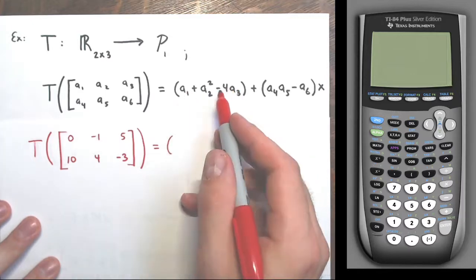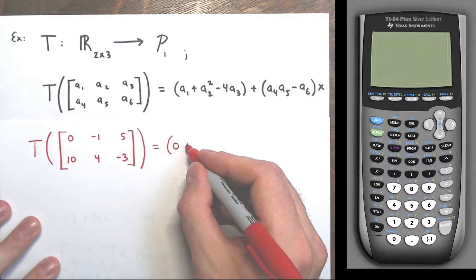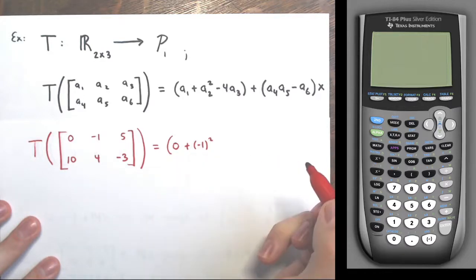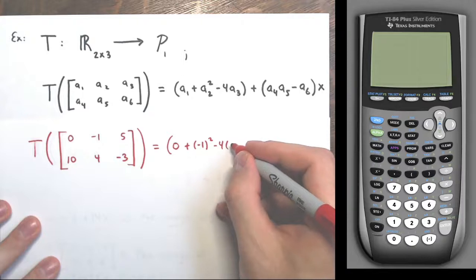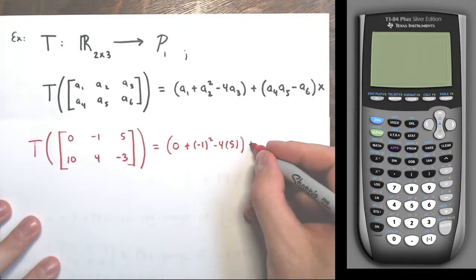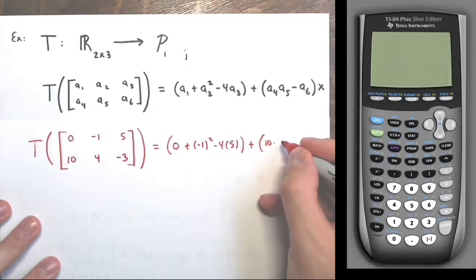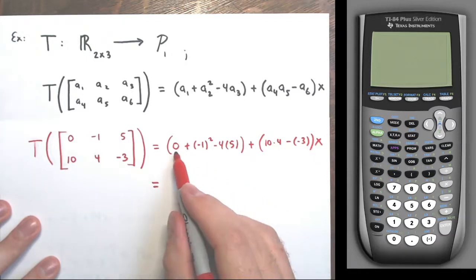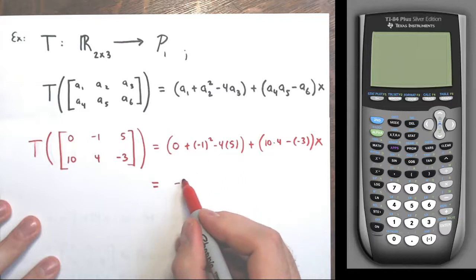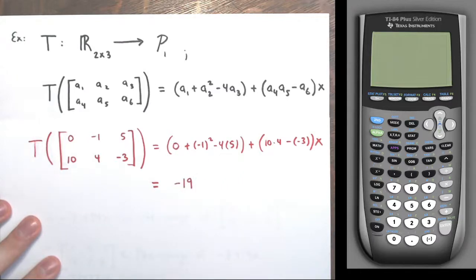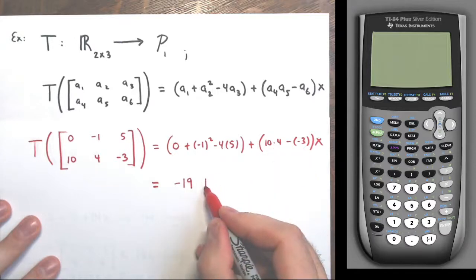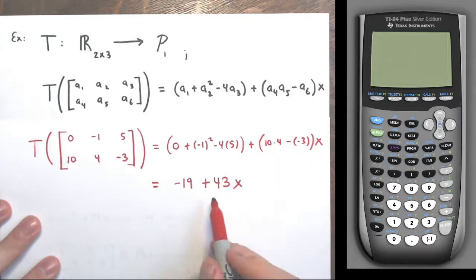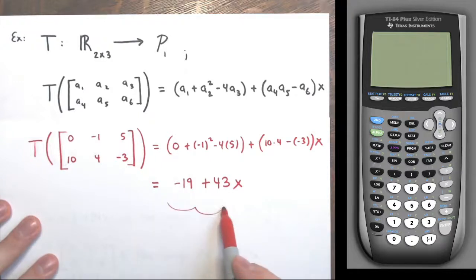So this constant term over here, A1, 0, plus -1 squared, which will be +1, and then -4 times A3, -4 times 5. There's the constant term, plus A4, 10 times A5 is 4, 10 times 4 there, then minus -3 times x. So we have over here 0 plus 1 minus 20, that's -19 for the constant term. And then 40 plus 3, 43, 43x for the linear term. Right? And there we go. Here's the value of this transformation at this input.